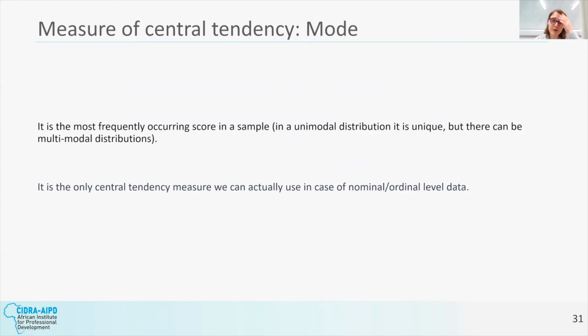Then we close with the last measure of central tendency that we are going to talk about in this lecture, which is the mode. The mode is the most frequently occurring score in the distribution in the sample. When we have a unimodal distribution, this means that we have just one most occurring value, but there can be more than one, and in this case we talk of multimodal distribution. The mode is literally the only central tendency measure that can be computed for nominal or ordinal values.